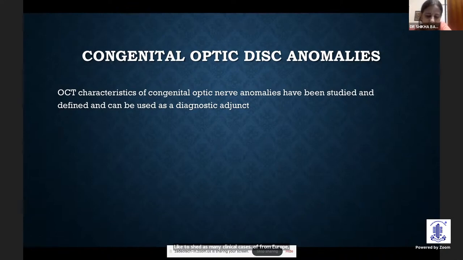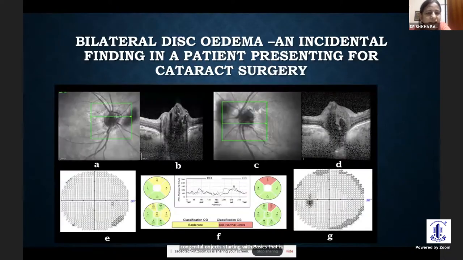Starting with the basics, that is congenital optic disc anomalies. Let me share a case of bilateral disc edema, which was an incidental finding in an elderly gentleman who had come for a cataract surgery. The visual fields were normal in both eyes, and the RNFL showed a little bit of thinning. What is most important here is that the patient had discrete hyporeflective lesions with hyperreflective margins in the substance of the optic nerve in both eyes, which confirmed the diagnosis of optic nerve head drusen, and the patient safely underwent the cataract surgery.